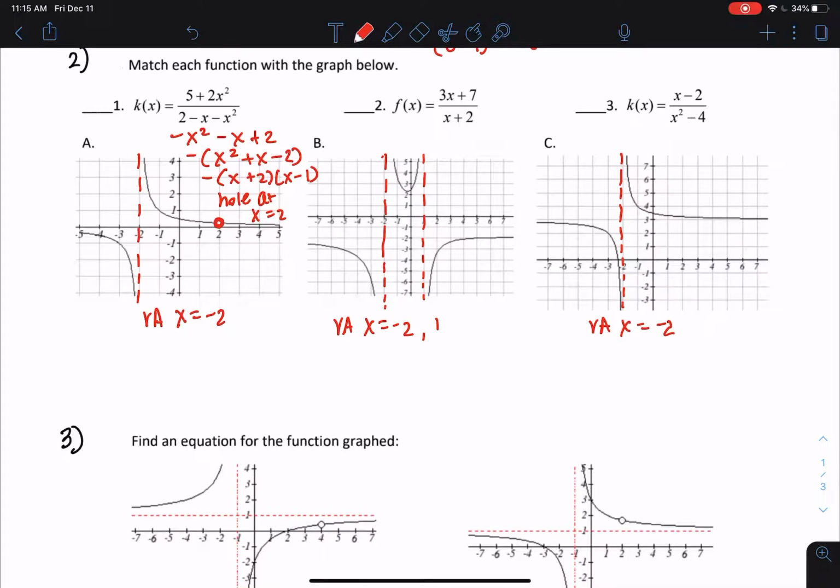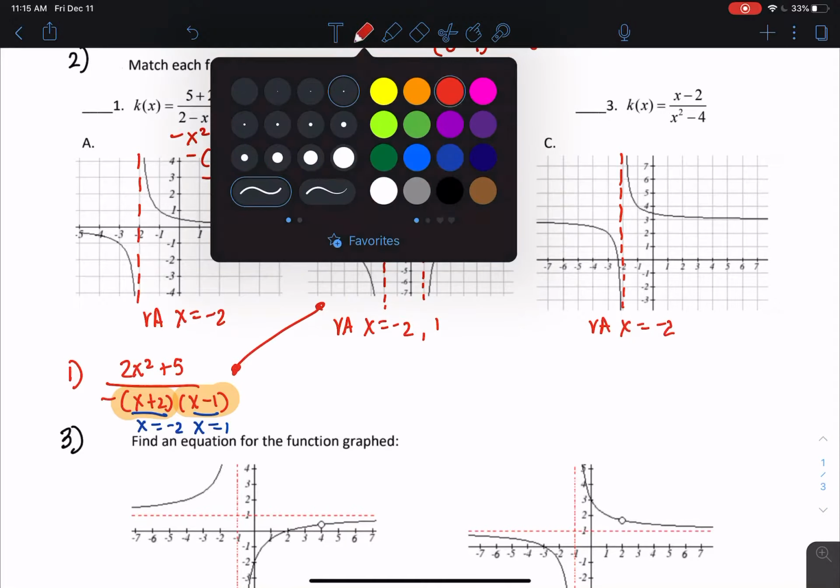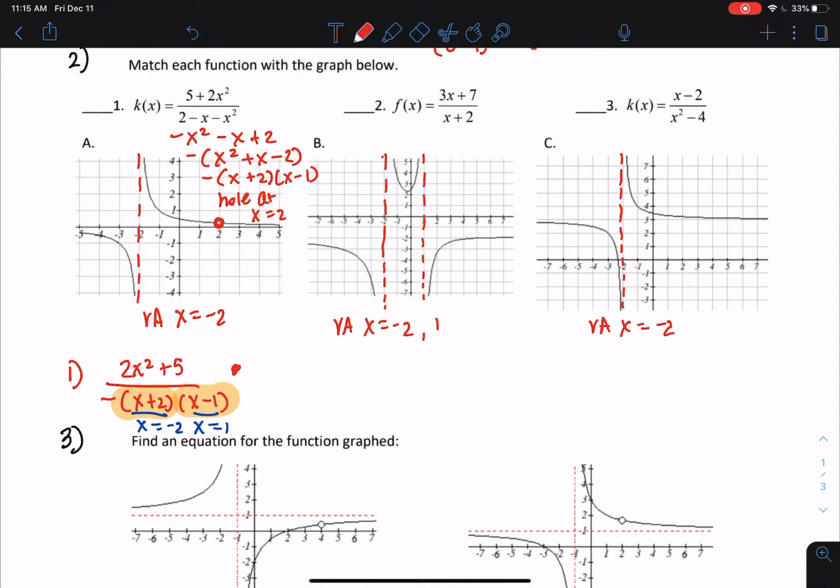So we can see that our first graph actually changes to 2x squared plus 5 over negative x plus 2 and x minus 1. So far, it seems like this might be the one that links to graph B. Why? Because the denominator gives me vertical asymptotes at 1 and at negative 2. But let's check the next one before we jump to conclusions. Okay, so those would be our vertical asymptotes.